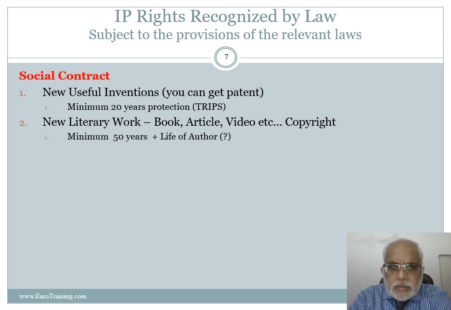And this protection of copyright is usually given for a minimum of 50 years plus the life of the author. But this period may vary from country to country. Countries may give more than 50 years after the life of the author, but not less than 50 years if they are members of the WTO, or they have to comply with the TRIPS agreement.